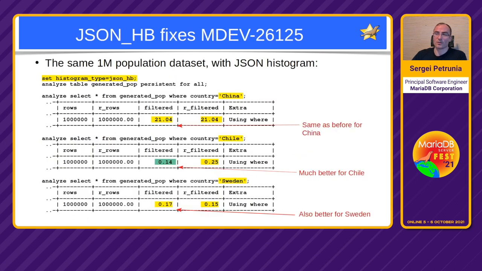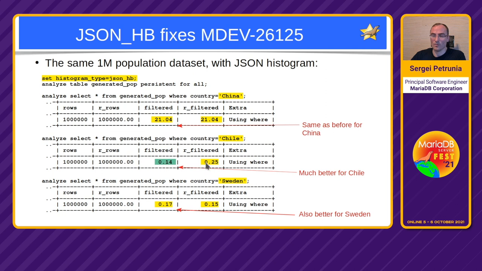And if we rerun the test from that MDEV with the JSON_HB histogram, we set the histogram type, we collect the histogram, we run analyze, and now we see that, okay, China got slightly more precise. The estimate for Chile is now much better.